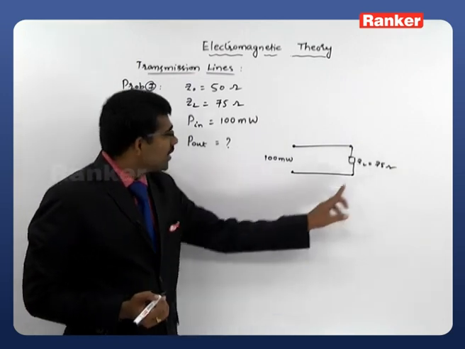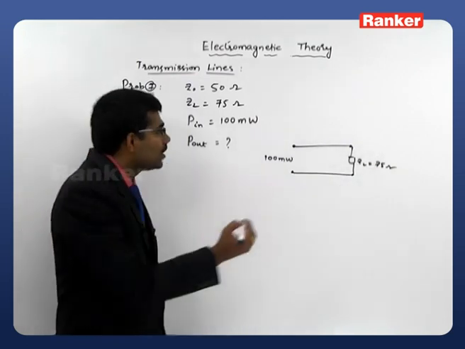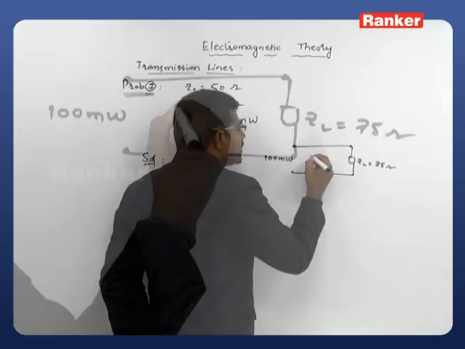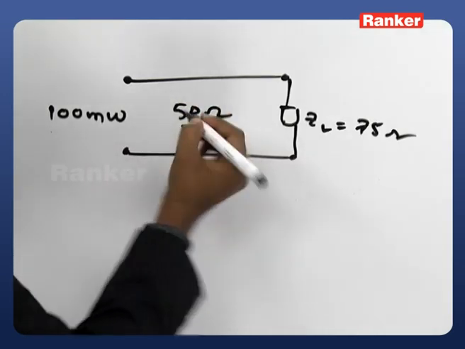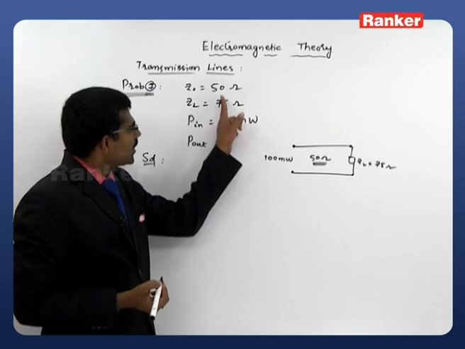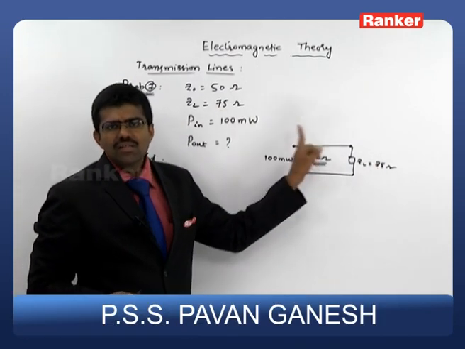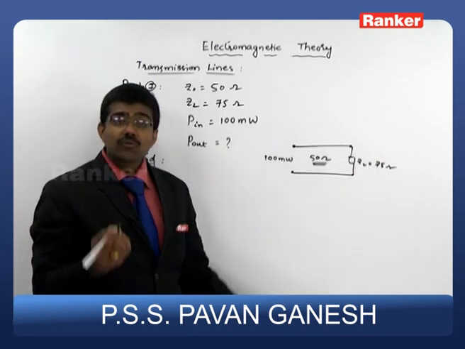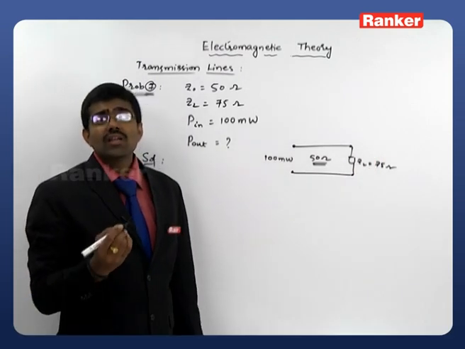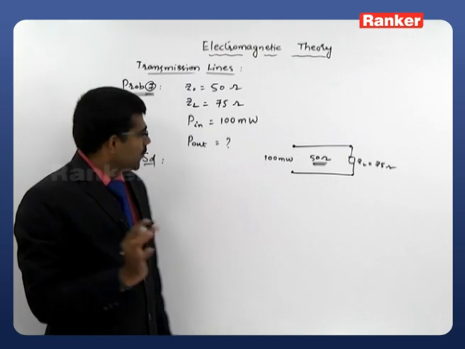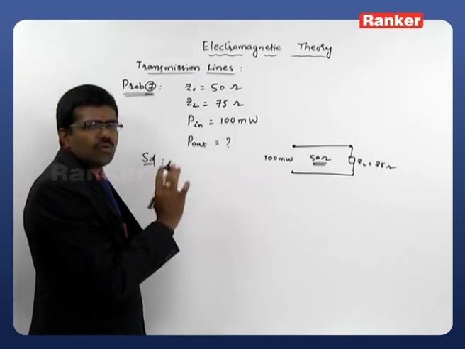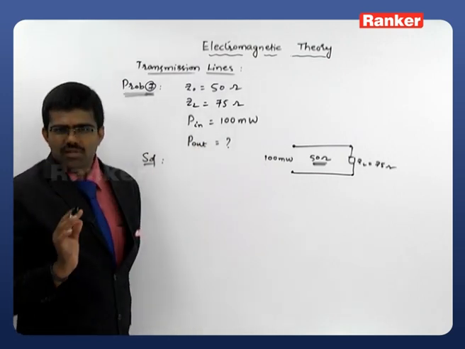As we know, definitely there will be some reflection from the load, as this load impedance is not equal to the characteristic impedance of our transmission line. The characteristic impedance is 50 ohms, load impedance is 75 ohms. Definitely some reflection will be there. After reflection, how much amount of power will be absorbed by the load, that we want. So P out is equal to how much? For that, you calculate the reflection coefficient.